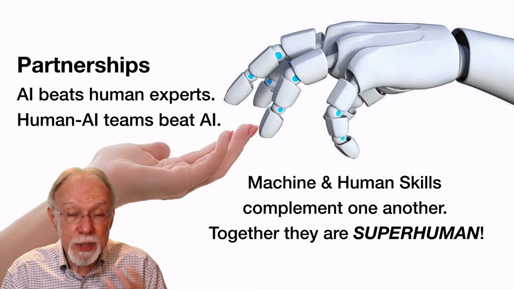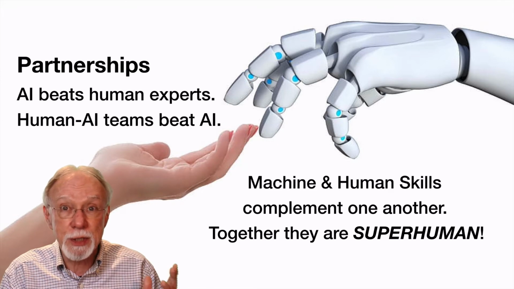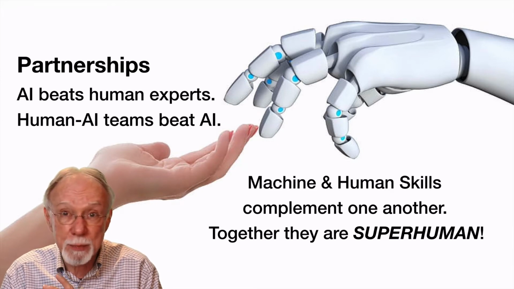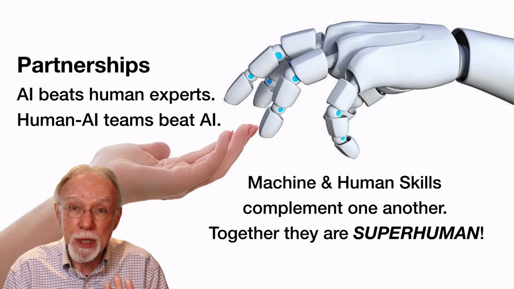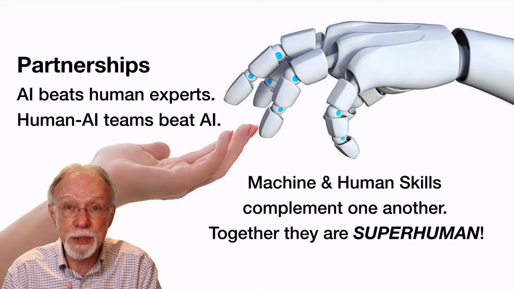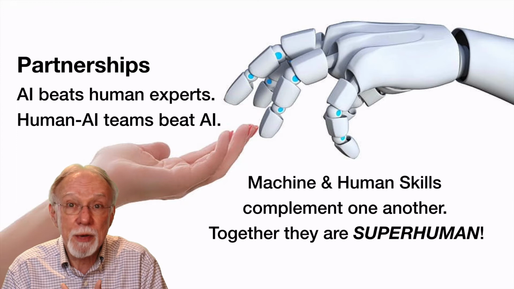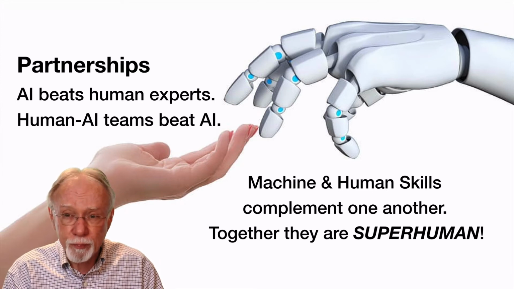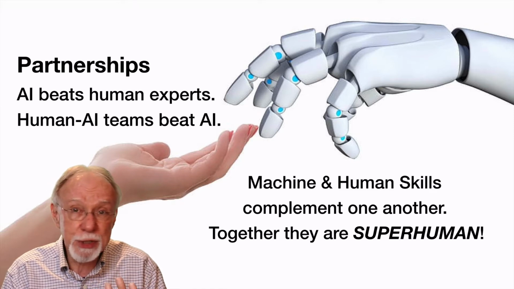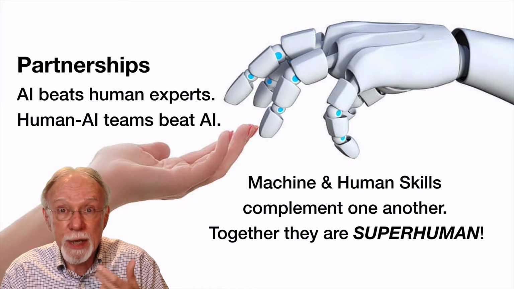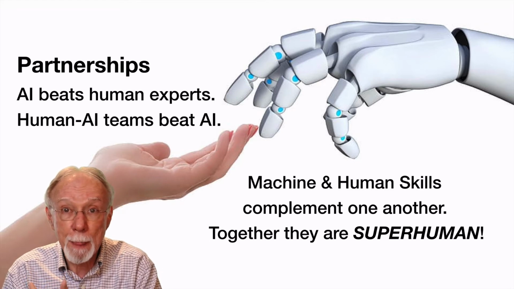So the skill sets, the intelligence sets of humans and machines are quite different. They shouldn't compete because they're different. Actually, they are quite complementary. So a human and a machine intelligence together is almost a superhuman intelligence. And as a partnership, AI beats humans in games like chess and Go, but an AI and human team always beats the AI expert.